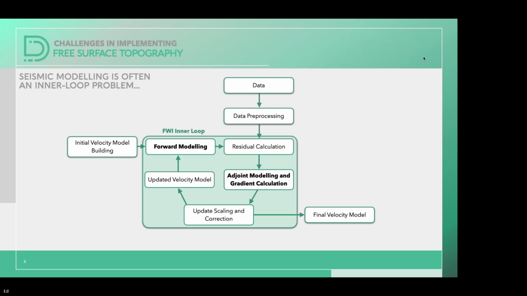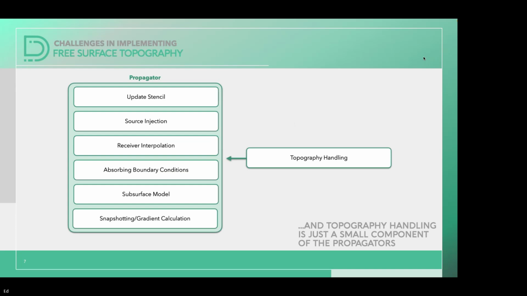And then even within the forward modeling and your adjoint modeling, gradient calculation, actually inside this propagator, we've got all sorts of other stuff going on. We've got an update stencil, source injection, receiver interpolation, all your absorbing boundary conditions. You need a complex subsurface model. You're going to have snapshotting and gradient calculations. You've probably got some sort of compression algorithm built into that.